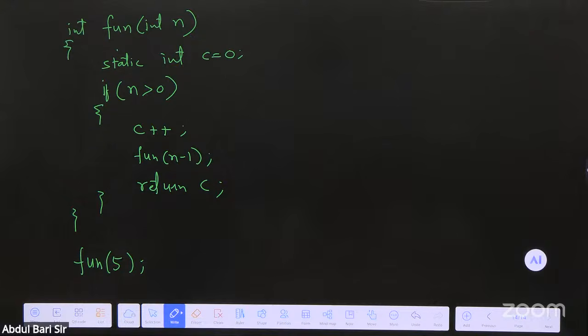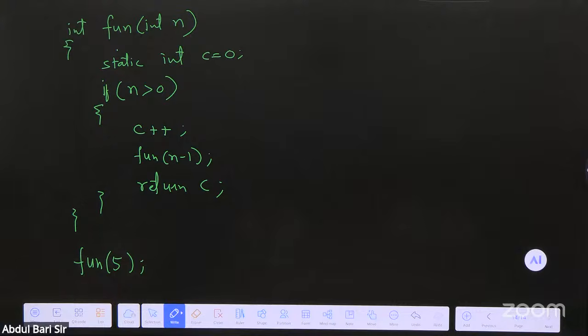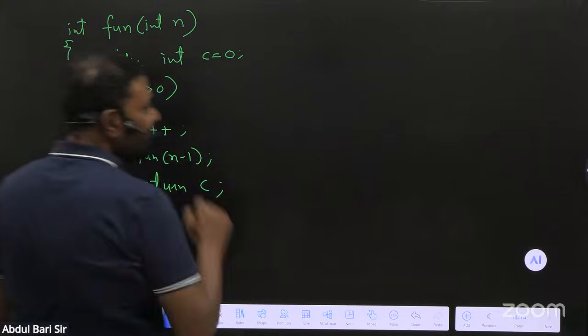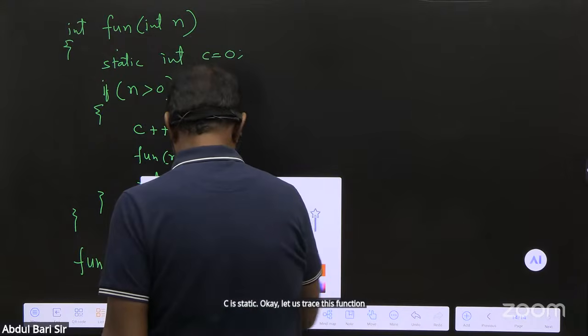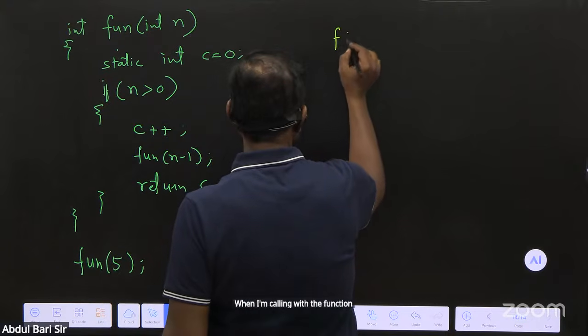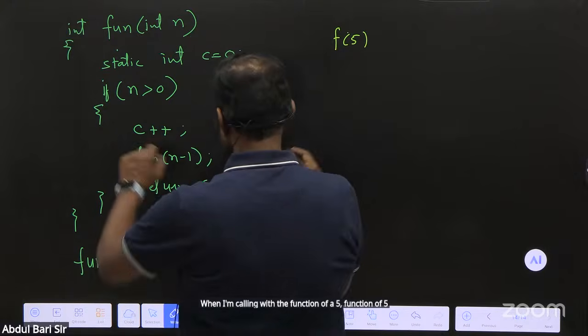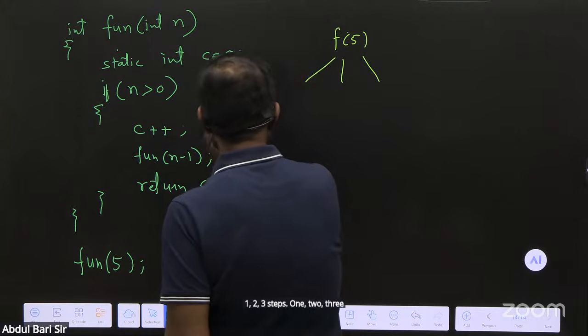It's not added with the previous function call. I have not written anything like fun of n minus 1 plus something. I have not written that. C is static. Okay, let us trace this function here. When I'm calling with the function of 5, now it has to do 1, 2, 3 steps.